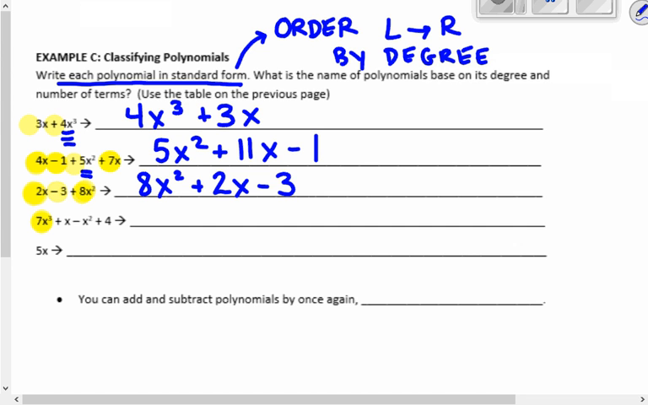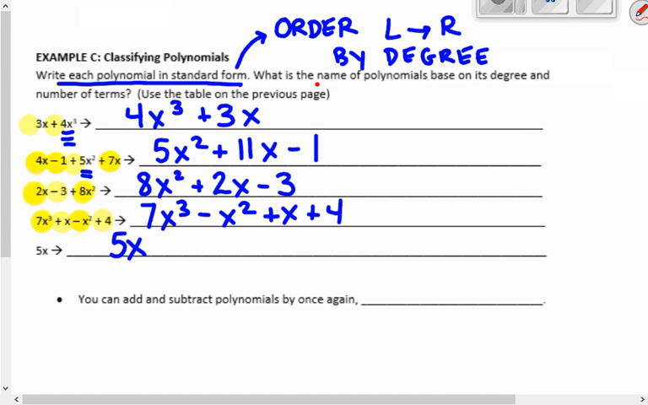7x cubed will go first, then a minus x squared, then plus x plus 4. Now that one's in standard form. And then the last one is simply 5x. There's really nothing to do with that one. There are no other terms.